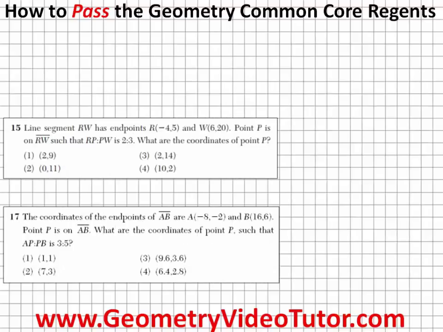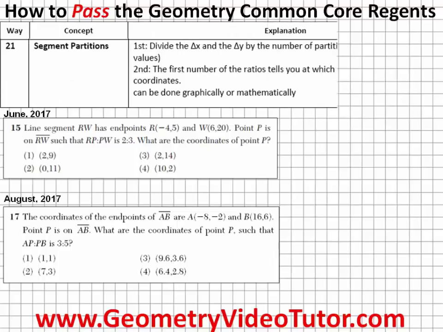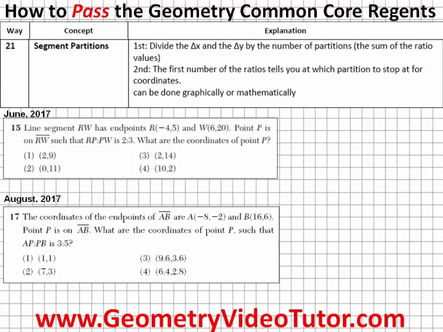These are two questions, question 15 and question 17 from the June 2017 and August 2017 Geometry Common Core Regents that deal with segment partitions, which happens to be way number 21 on how to pass the Geometry Common Core Regents. Even though there's an explanation provided for you here, you might be able to figure it out, or maybe you already know how to do that. But if not, I think it's better to show you the video for way number 21, and then we'll come back and I'll show you how to answer each of these questions individually. All right? So let's go to way number 21 on how to pass the Geometry Common Core Regents.